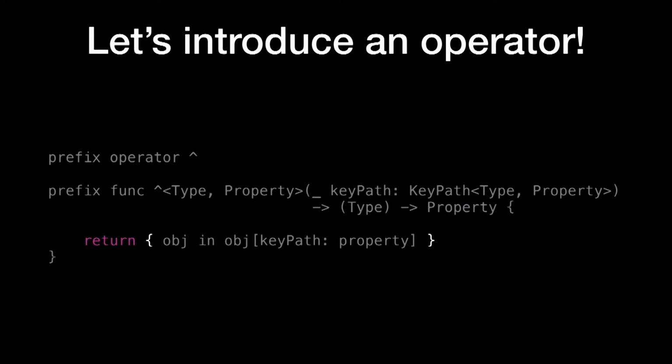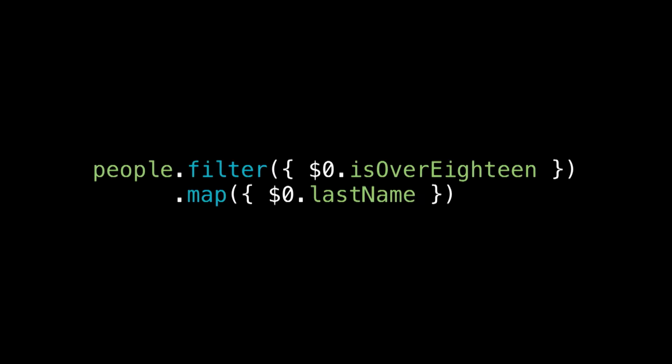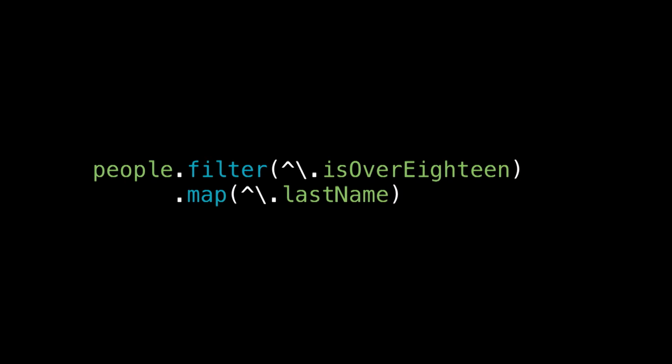How do we do this? We return a function. This function takes an object, and we invoke the KeyPath on the object. Nothing fancy here, but with this, we're now able to turn this code into this code, and with just one extra character added, the operator, every single function in the standard library that expects a getter closure can now work with KeyPath.